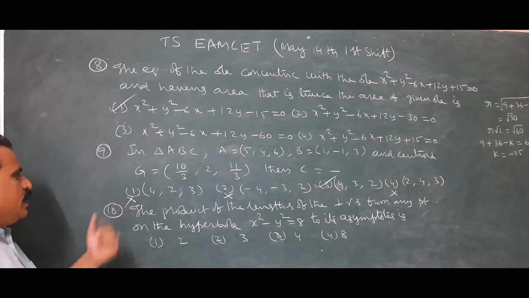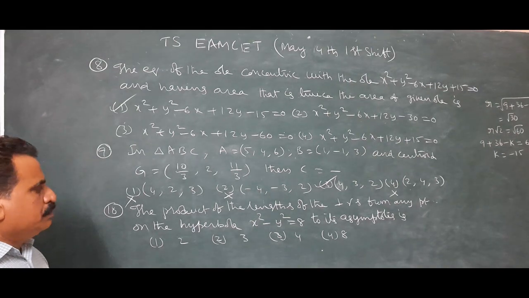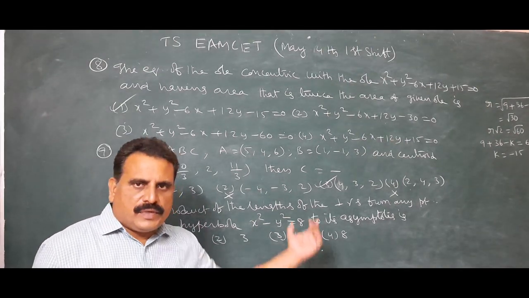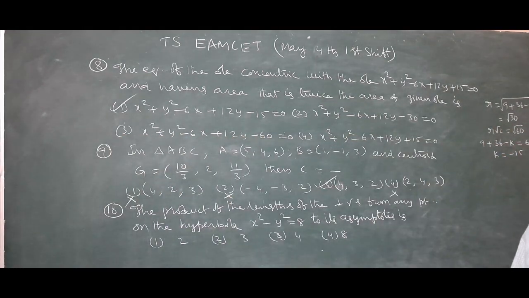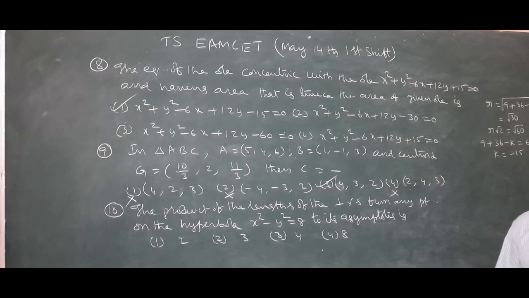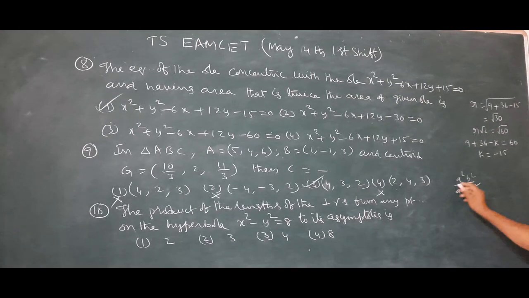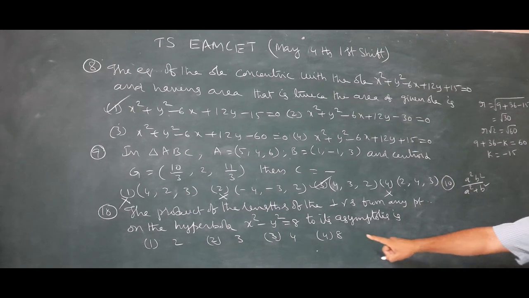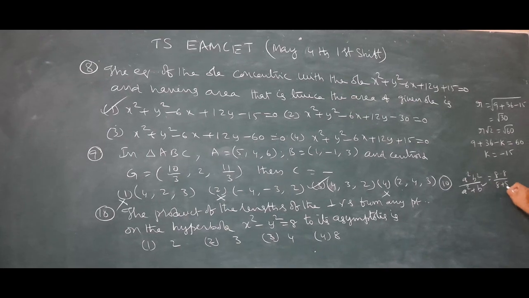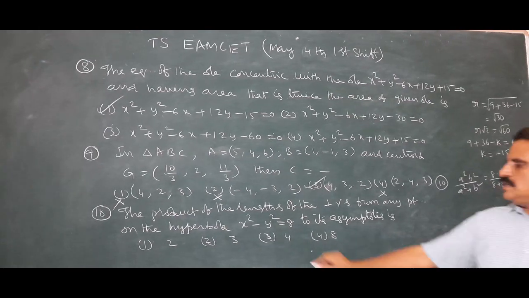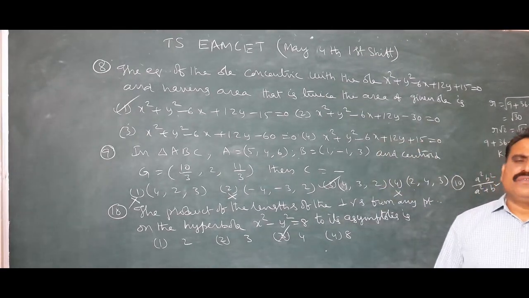Next. Now, 10th question. The product of the lengths of the perpendiculars from any point on the hyperbola to its asymptotes, x square minus y square equal to 8. We have a standard formula. The product of the perpendiculars from any point on the hyperbola to its asymptotes is a square b square by a square plus b square. Here a square is 8, b square is 8. So 8 into 8 by 8 plus 8, that is nothing but 4. So answer is 4.